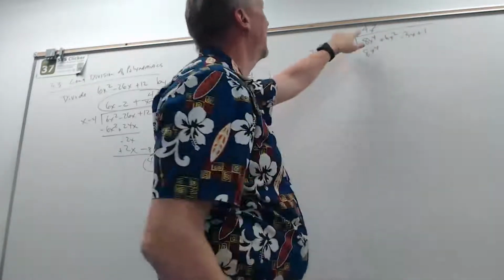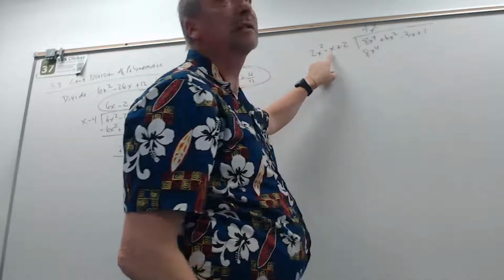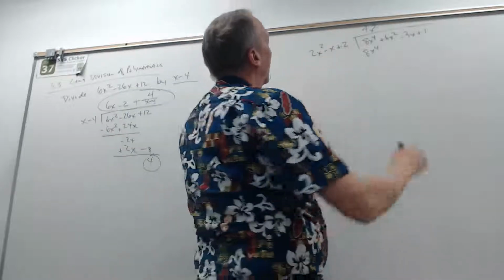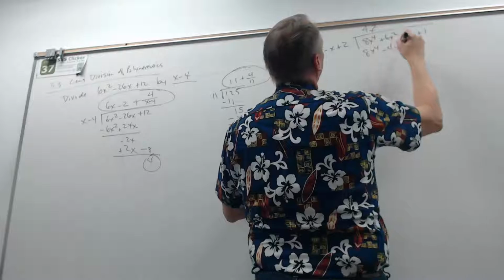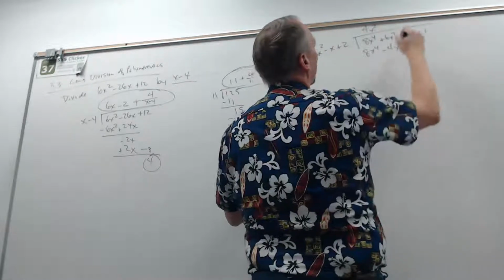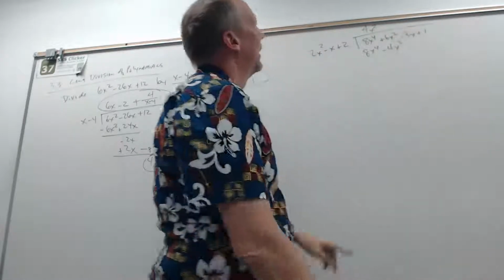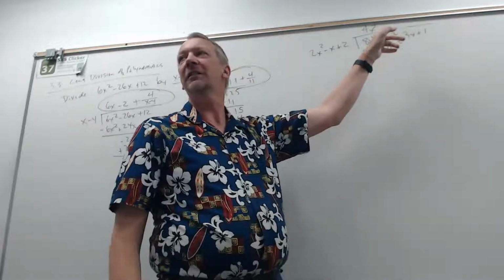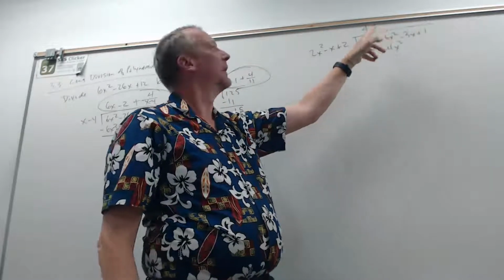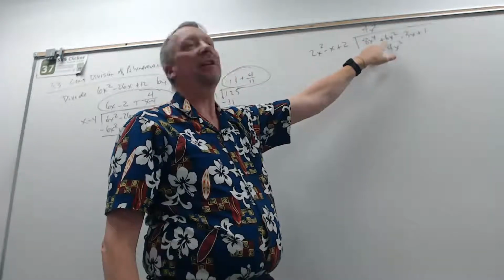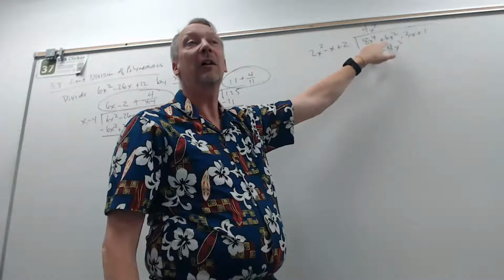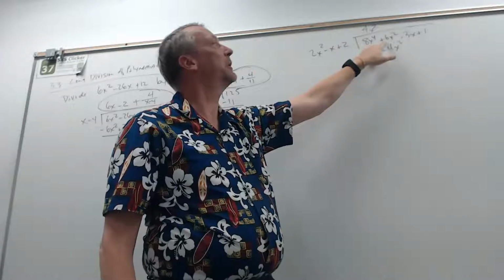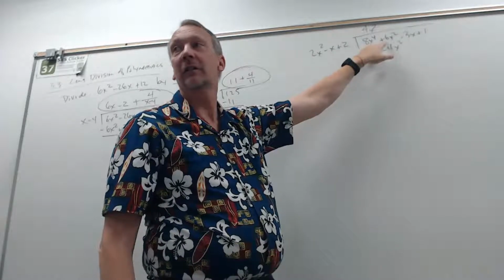Okay, now I need to multiply this 4x squared times negative x. It's negative 4x to the 3rd. Okay, now by the way, this is a good thing here. There's no x cubed term here, is there? No. What you might want to do so you don't screw up is put a 0x cubed there.